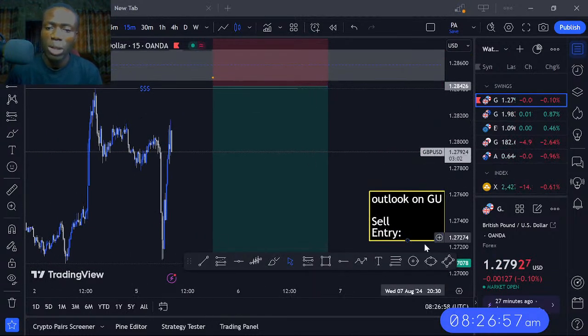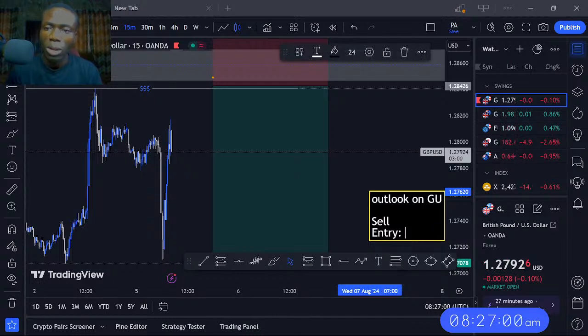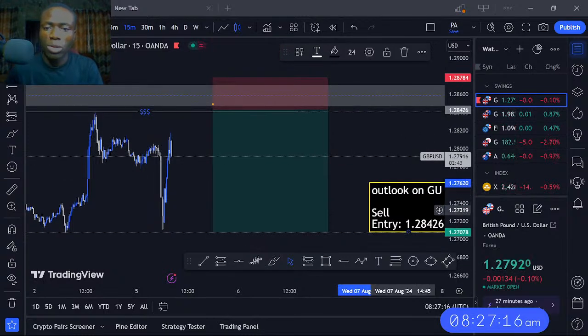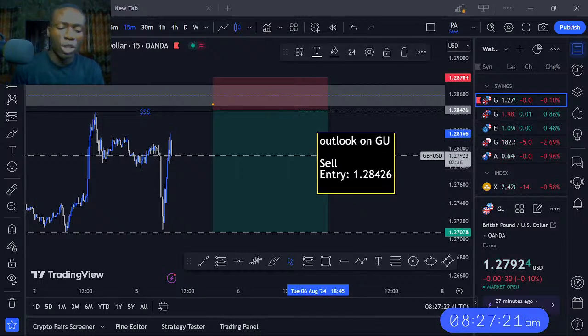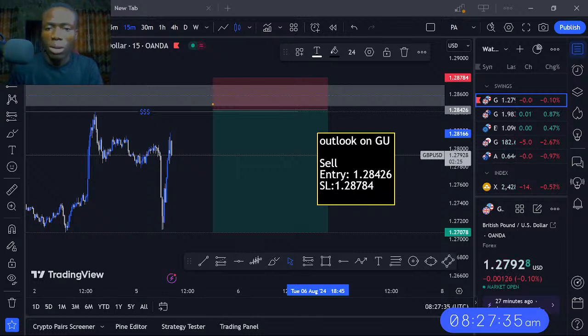So in general, here is your entry details. Sell from 1.28426, and your stop loss is at 1.28784, and your take profit.